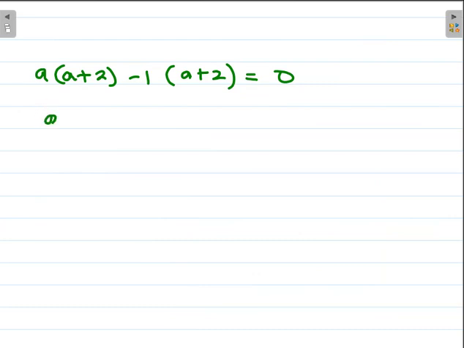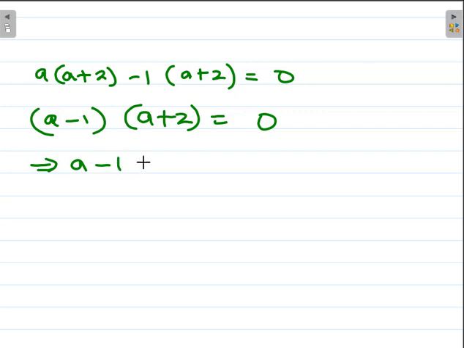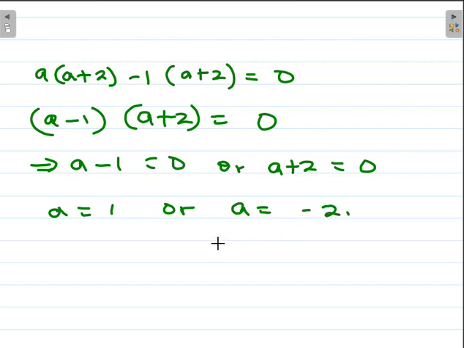Now, this gives us A minus 1 into A plus 2 is equal to 0. This implies that A minus 1 is equal to 0, or A plus 2 is equal to 0. So A is equal to 1, or A is equal to minus 2. So the possible values of A are A could be equal to 1, or A could be equal to minus 2.